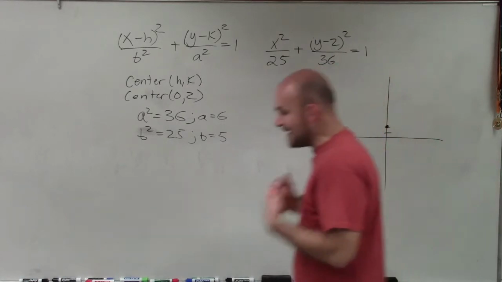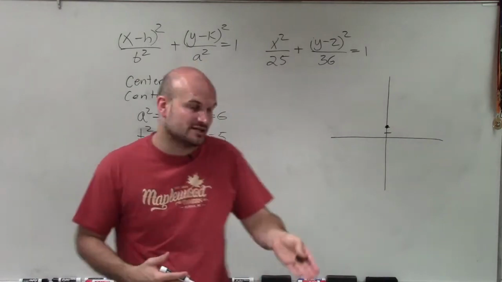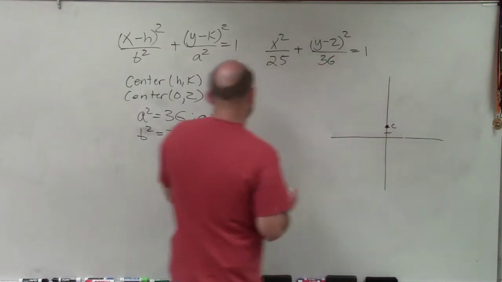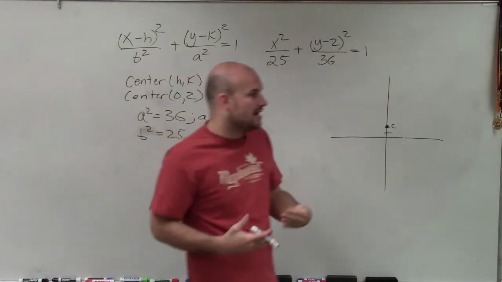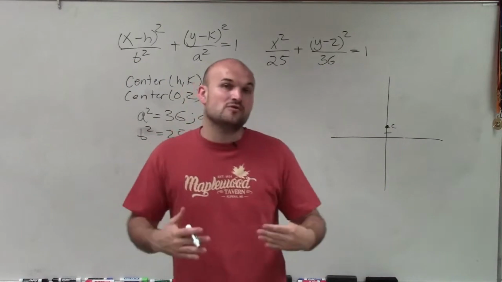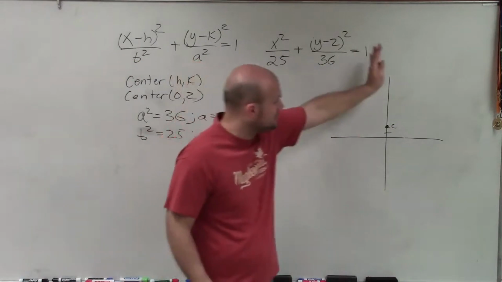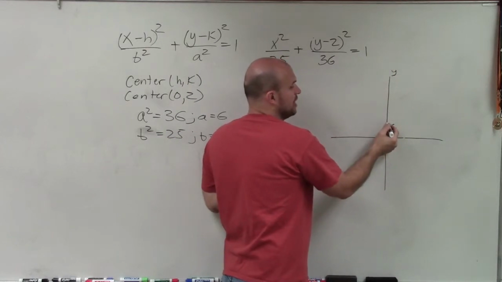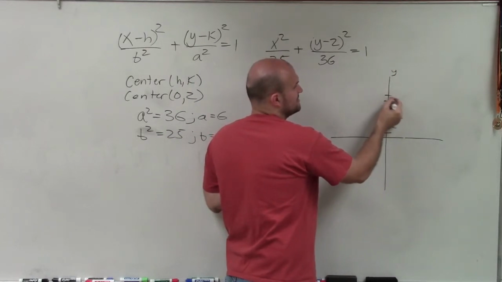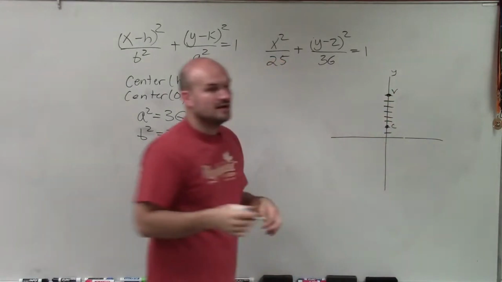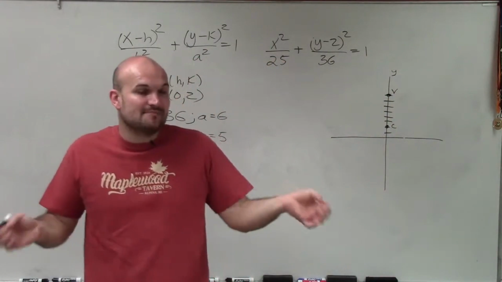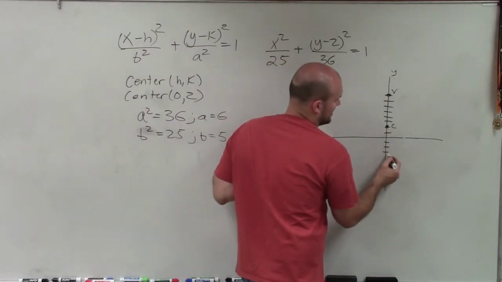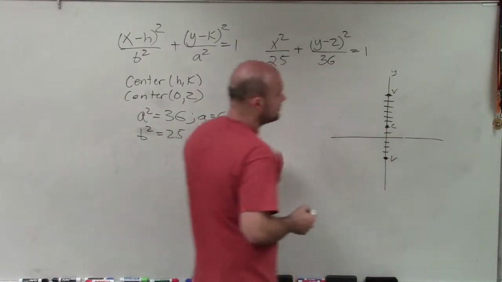All right. Now, remember, a is the distance from the center to your vertices. So here's my center. The distance is 6. Now, remember that the center, the vertices, and the foci all lie on the major axis, and the major axis is vertical, which in this case is my y-axis. So from the center, I'm going to go up 6, 1, 2, 3, 4, 5, 6, and find my first vertex. But remember, the center is in between the two vertices, so I can go down 6 units, 1, 2, 3, 4, 5, 6, to find my other vertex.